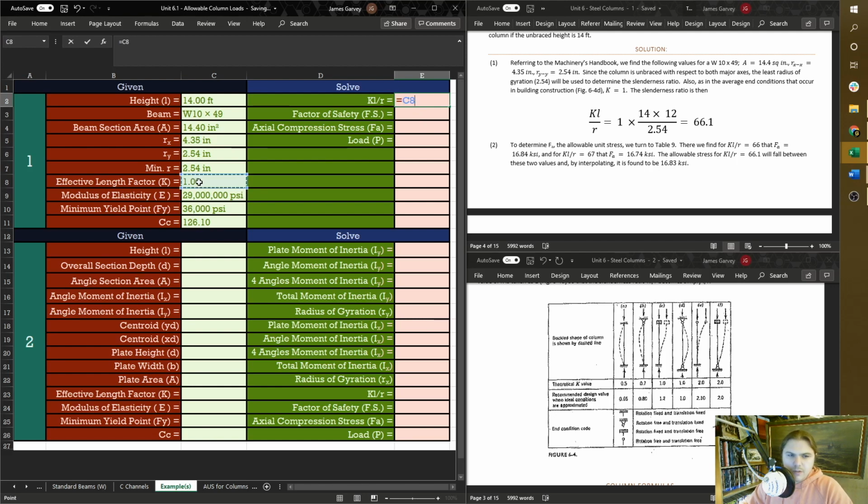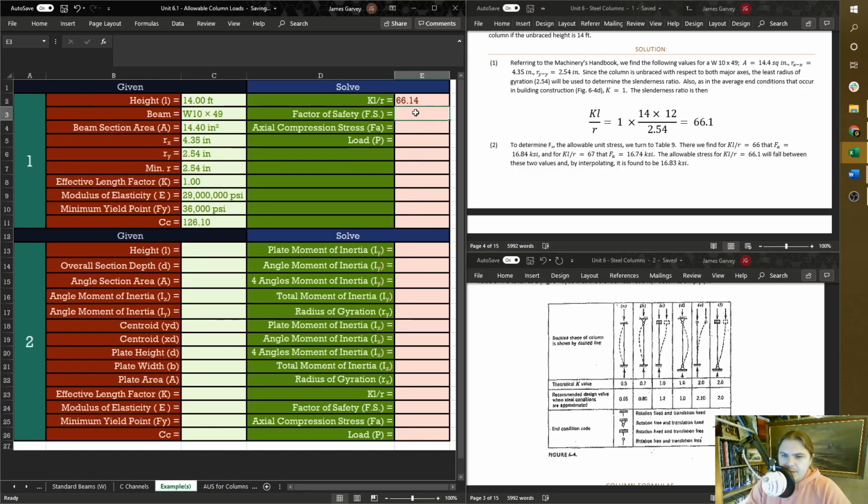Our K is just 1 times our length, which we are going to want in inches, so we'll multiply our length times 12 and divide by our minimum r. Just to reiterate, you want your length in inches because your radius of gyration is in inches, so keep your units the same. As you can see, we matched up with what was in the text.